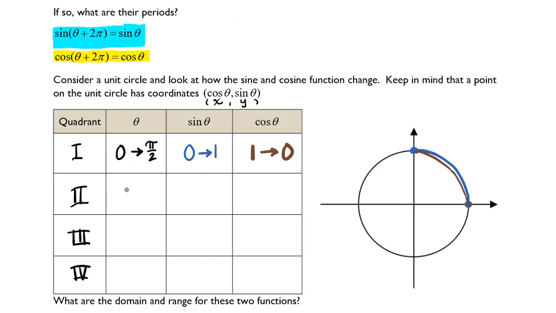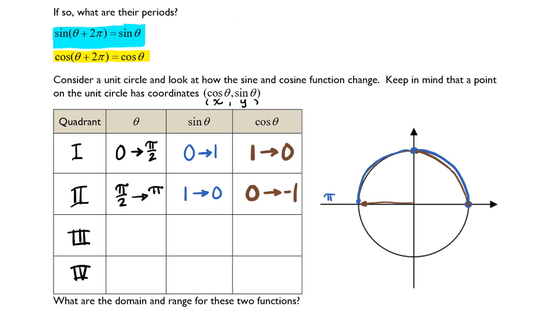Now let's look at the interval from pi over 2 to pi. On this interval, we go from 1 to 0 in the y direction, so going downwards as we get closer and closer to pi. And if we think about this in the x direction, we are getting closer and closer to -1. So we're going from 0 to -1.